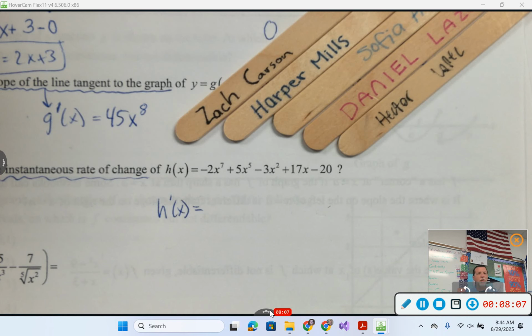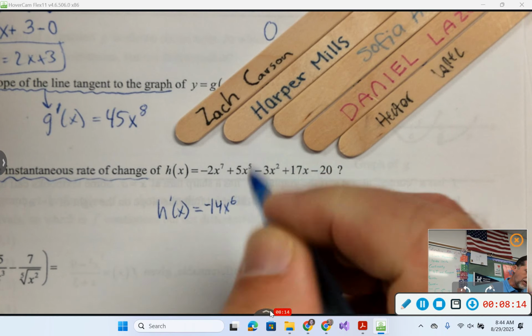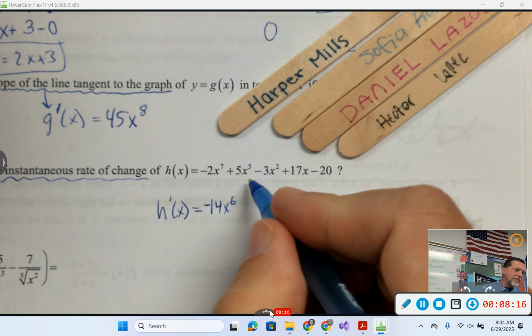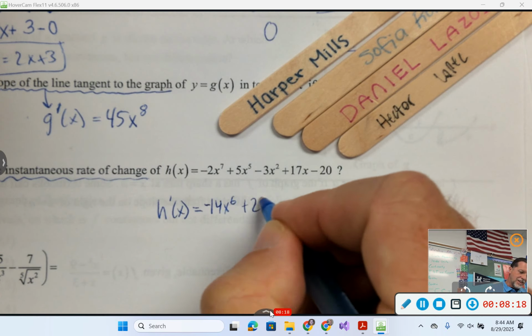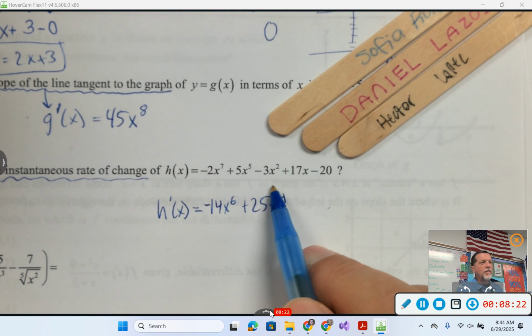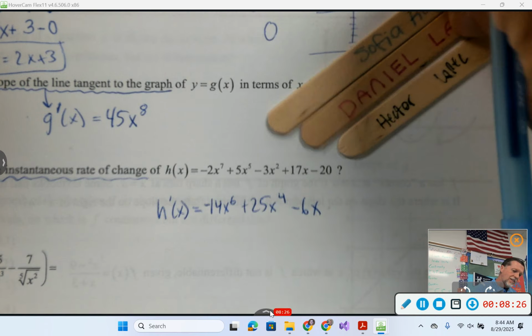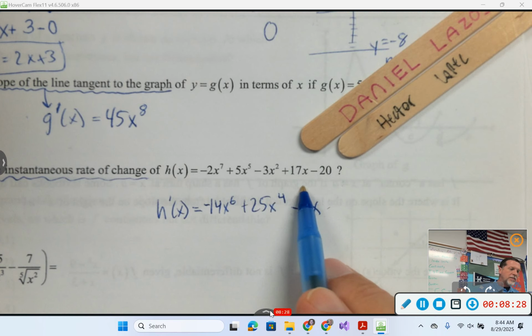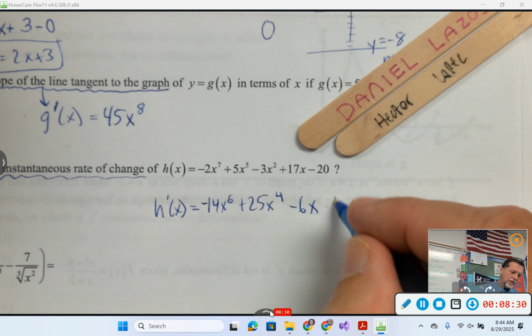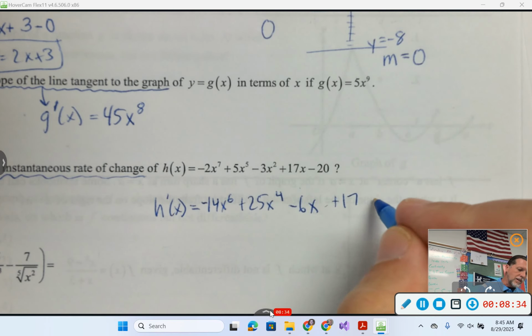Okay, so one at a time here. Zach, what's the derivative of negative 2x to the 7th? Yep. Harper, the derivative of 5x to the 5th? 25x to the 4th. Sophia, the derivative of negative 3x squared? Negative 6x. Daniel, the derivative of 17x? Good. And Hector, the derivative of negative 20 is 0.